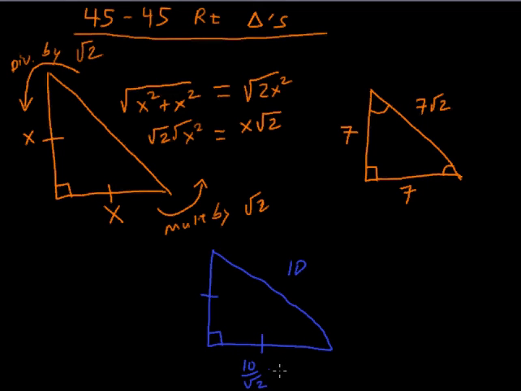Okay, that can be rationalized by multiplying by square root of 2 over square root of 2, giving us 10 square root of 2 over 2, which of course the 10 and the 2 then simplify to give us 5 square root of 2. Okay, so that's the missing leg. The other missing leg is the same. It's also 5 square root of 2. And it's that simple. You need to be able to remember those to be able to do further math. They get used a lot in pre-calculus and again in calculus.